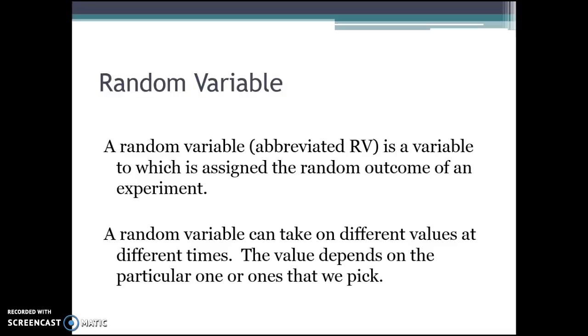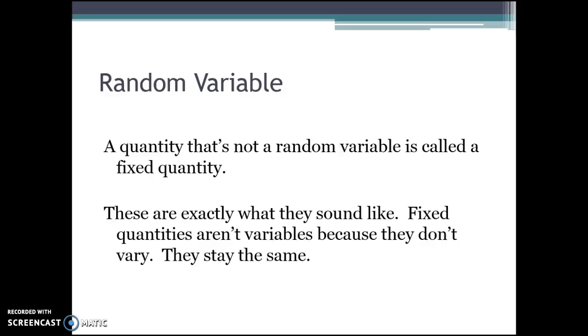That's a variable to which is assigned the random outcome of an experiment. So all that means is that if you sample a different item from that distribution, you're likely to get a different value. So the value of the variable depends on which one or ones you pick. If it's not a random variable, they call it a fixed quantity.